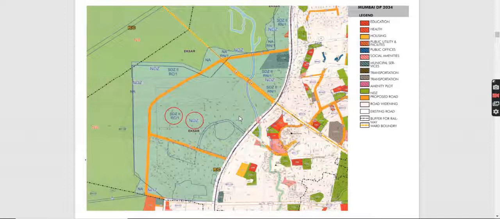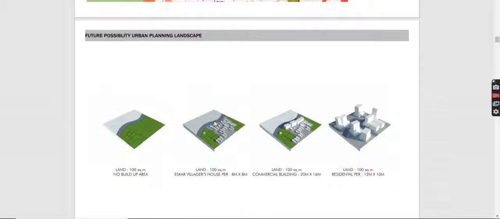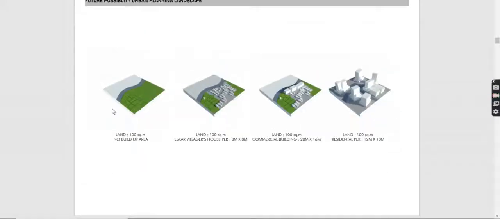So this is the Mumbai DP 2034, where this is the new link road and this is the proposed road, and earlier it was no development zone and now it is special development zone, and you see the plot number has been allowed. So earlier there was no build up, I mean the farmland technically, and now the car park, bus parking, garage are all coming up, and slowly these commercial buildings are coming up, and now the legislation has been developed.